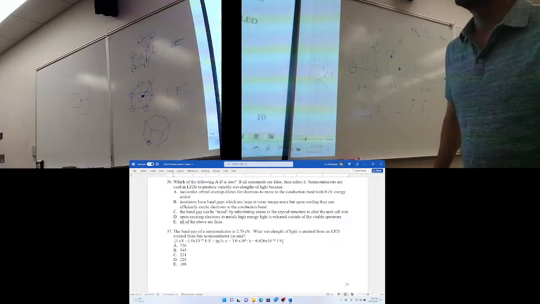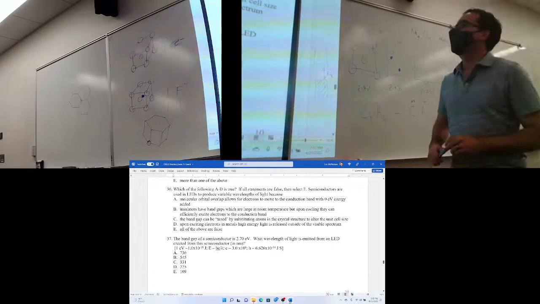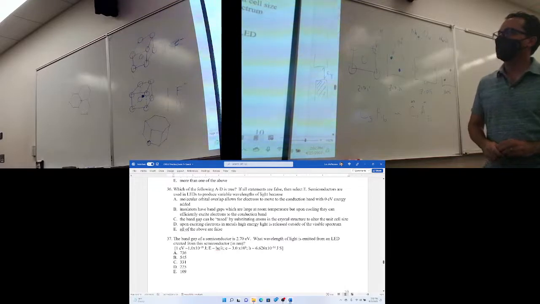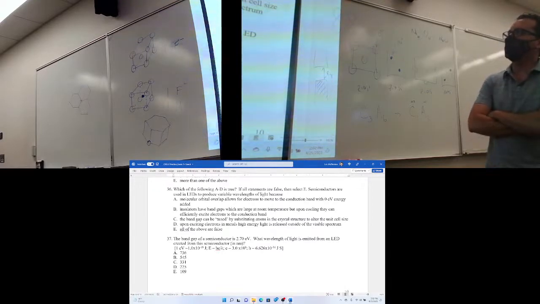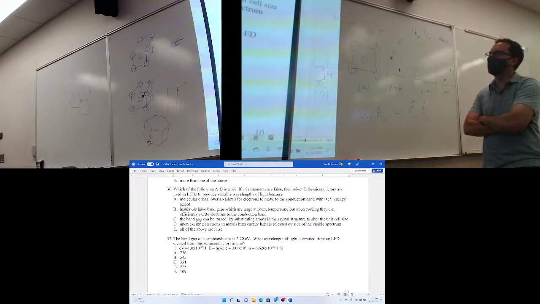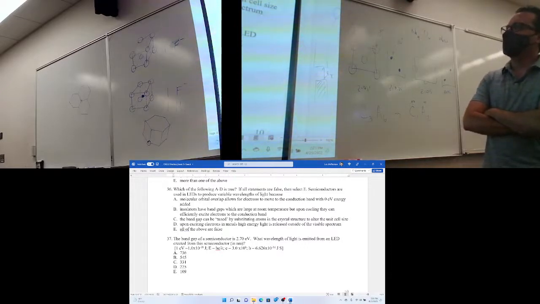Oh, I forgot number C. Sorry. So B is incorrect as well. C: the band gap can be tuned by substituting atoms in the crystal structure to alter the unit cell size. Yeah, you can make a solid solution out of this and change the band gap. So that works.